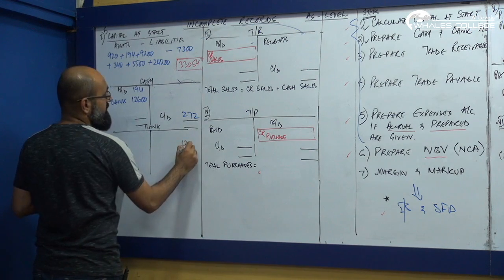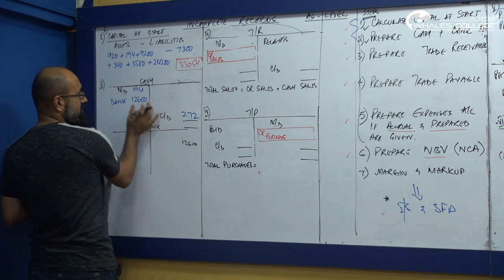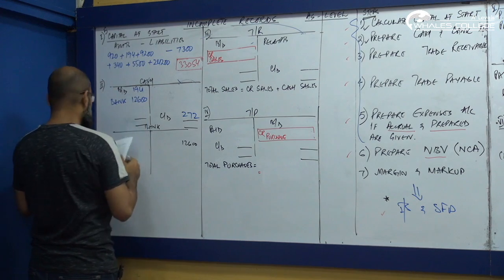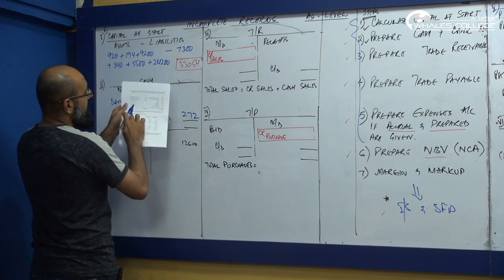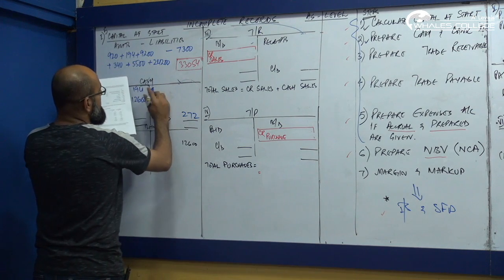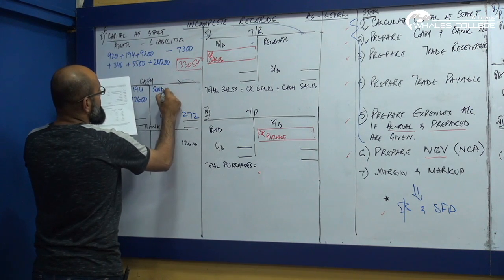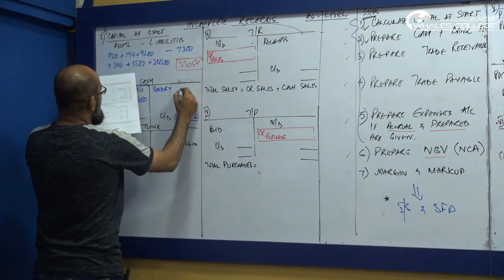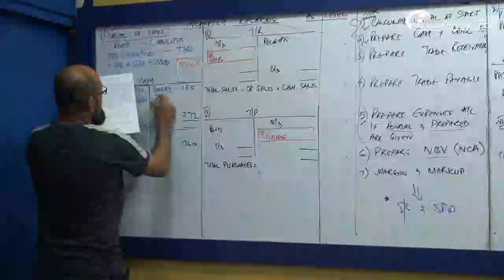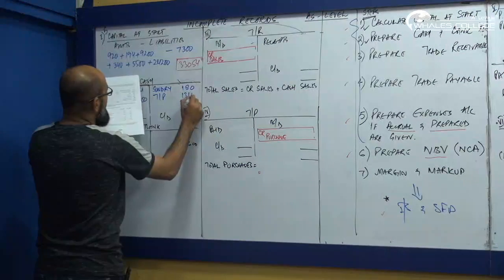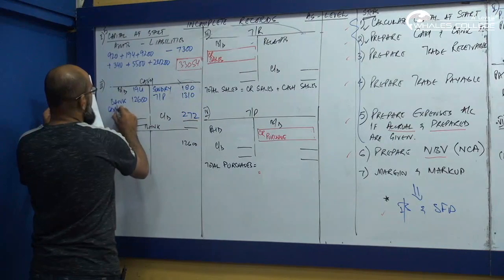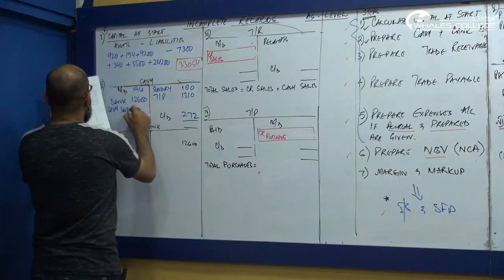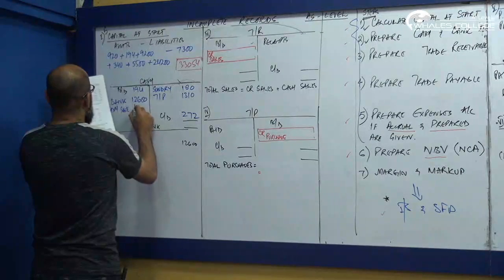This 12600 was there already in the question, so it is to be debited here in the cash. Now look at the sentence given to us here. Record of cash paid: sundry expenses are paid out. Sundry expenses 180. Trade payable 1310. Cash sales already given, 1540.